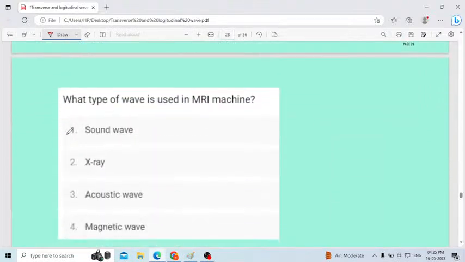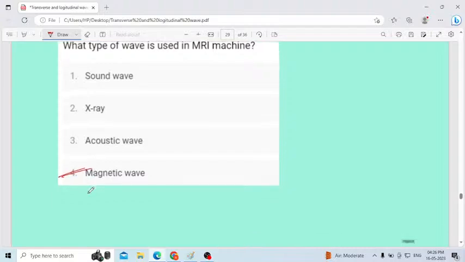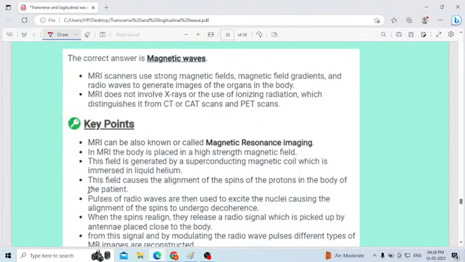Which type of wave is used in MRI? Sound wave, X-ray, acoustic wave, or magnetic wave? In MRI we will use the magnetic wave. What is meant by MRI? Magnetic waves are used in MRI scanners, which use strong magnetic field gradients and radio waves to generate images of the organs in the body.